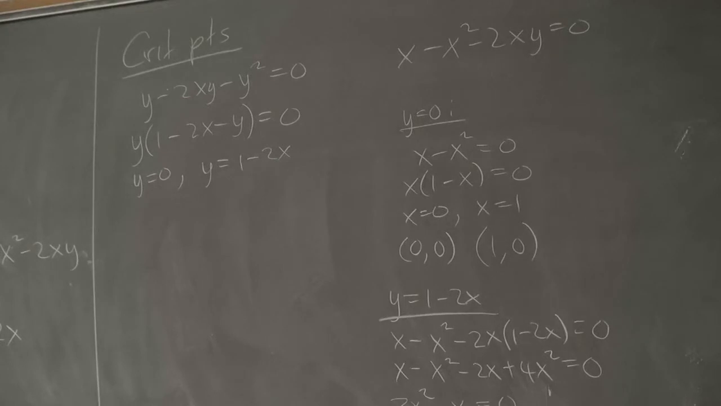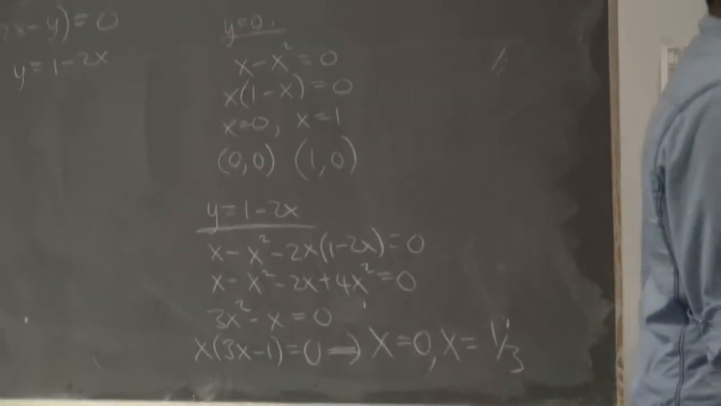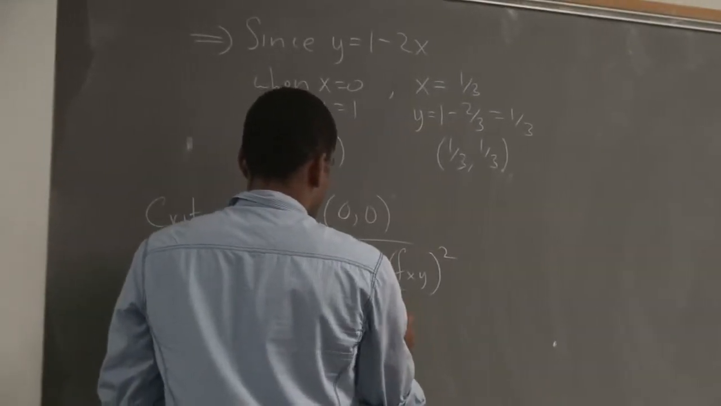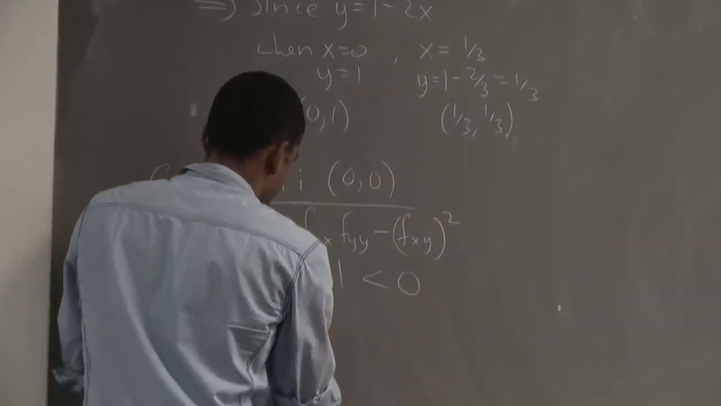D is equal to fxx times fyy minus fxy squared, which I asked you to reiterate in the question before that. So I just plug in 0, 0 into it. This gives you minus 1, less than 0, so that's a saddle.